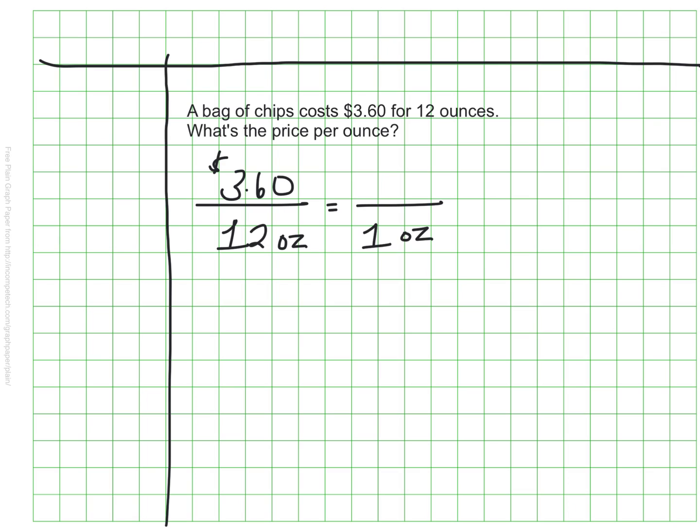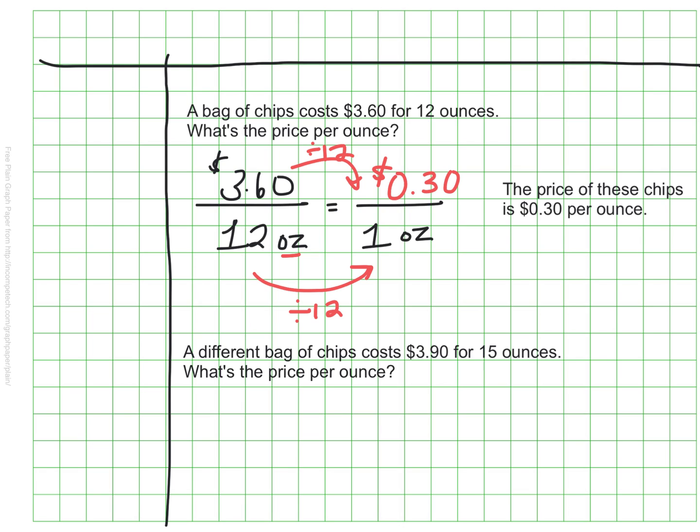So I have set up here an equivalent ratio, and I see that it was $3.60 for 12 ounces. OZ, of course, stands for ounces. And I want to know how much it would cost for just 1 ounce at a time. I notice that I'm going to have to divide this by 12, and of course do the same thing here to figure out what the price would be if I divided that by 12. And if I do that calculation, I find out that this is a price of 30 cents per ounce.